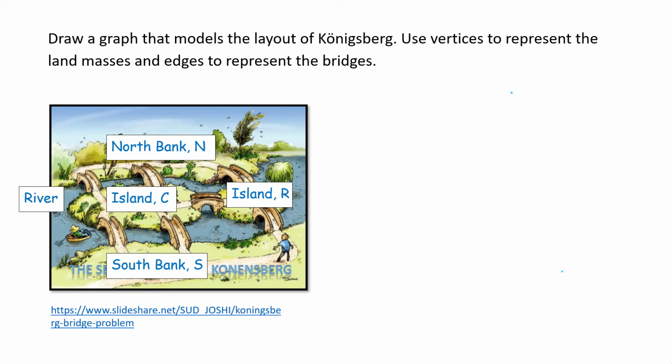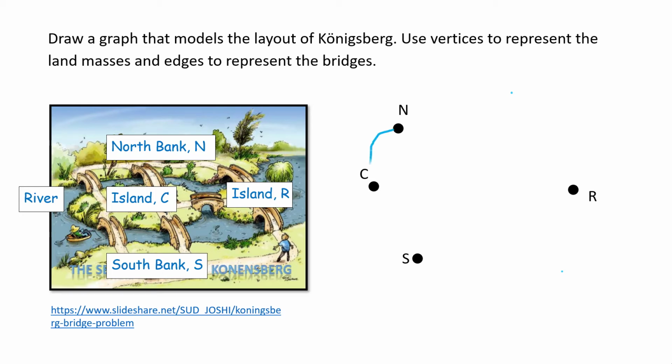Now, use vertices to represent the land masses. We'll use a dot to denote the north bank. We'll use a dot to denote the south bank, and we'll use a dot, the vertex, to denote the island C. Let's go ahead and use a dot to denote R, the right island. Now that we've got the vertices to represent the land masses, we will use edges to represent the bridges.